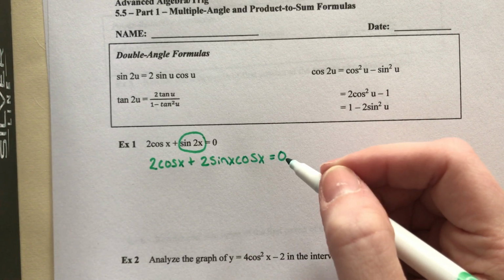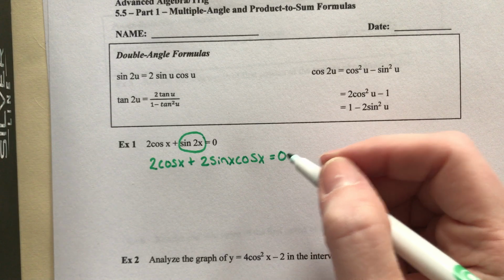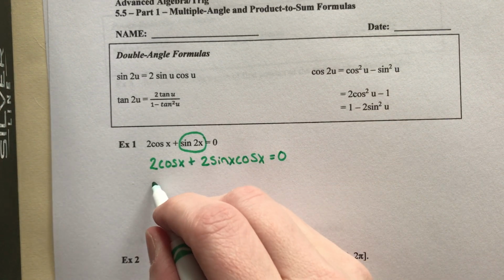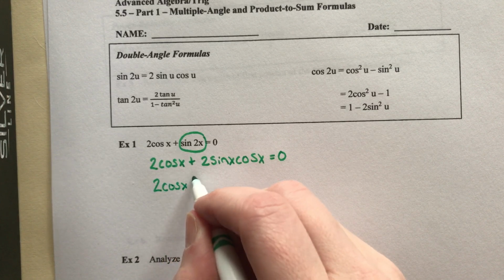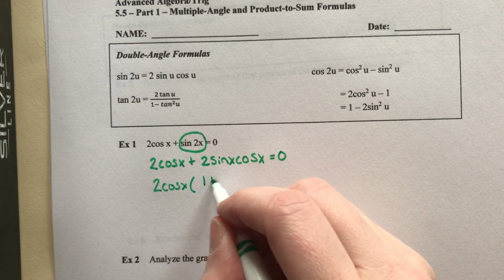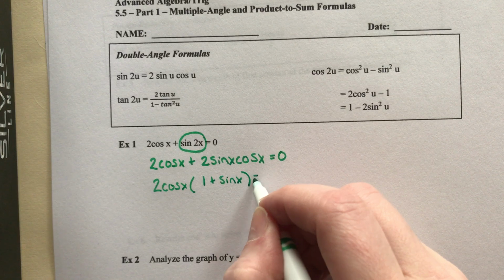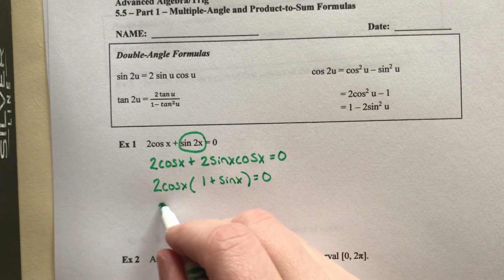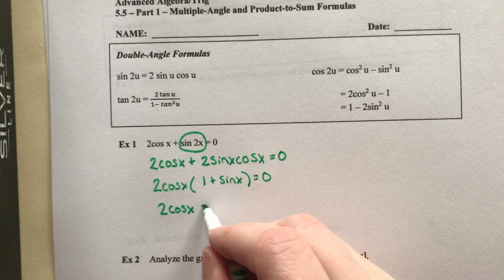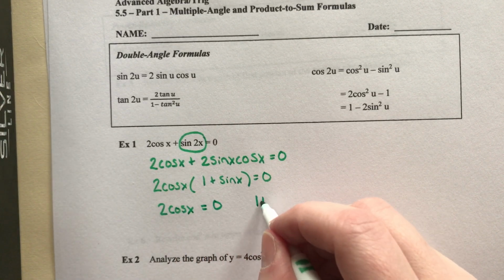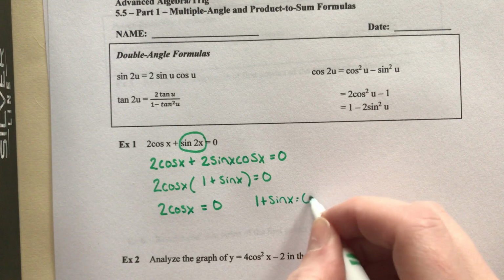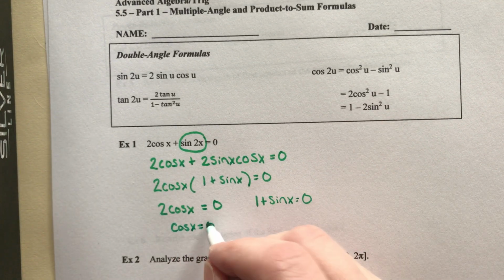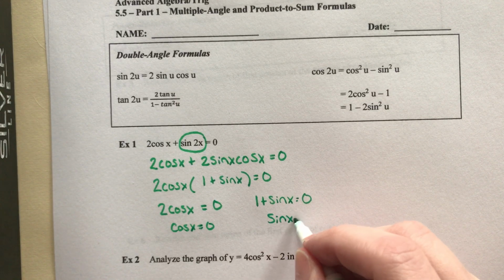Now I can solve just like we have been when we learned how to solve trig equations. So this one, I can factor out a cosine, and I can also factor out a 2, so 2 cosine of x. That leaves me with 1 plus sine of x. And now to continue solving, I'm going to set both of my parts equal to 0 and solve. So over here, if I divide by 2, I get cosine equals 0. And over here, I get sine equals -1.